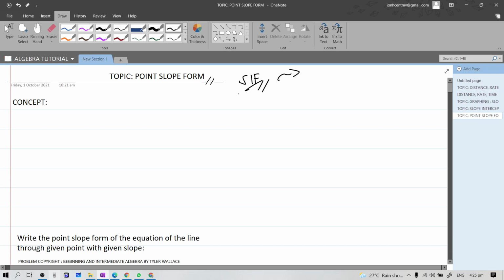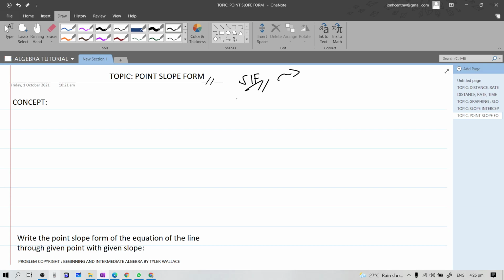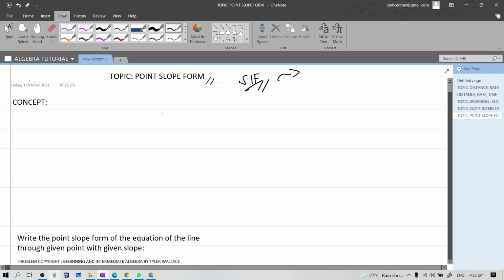Sa slope-intercept form, we must know the y-intercept in order to use it. Pero generally, we do not know the y-intercept. We only know one or more points that are not the y-intercept. So, hindi natin magagamit si slope-intercept in that case. Pero, in this topic, we will now introduce the point slope form, which is a more flexible formula.